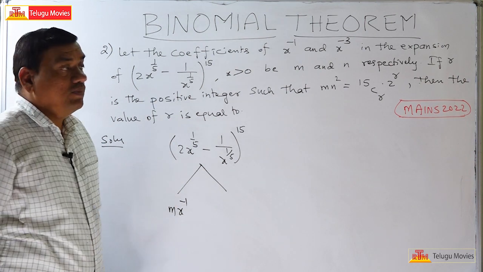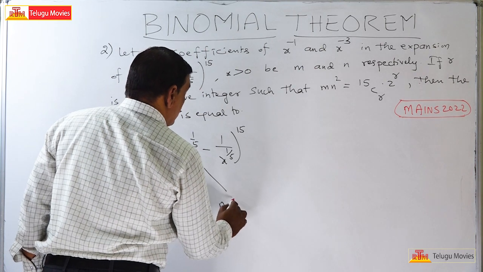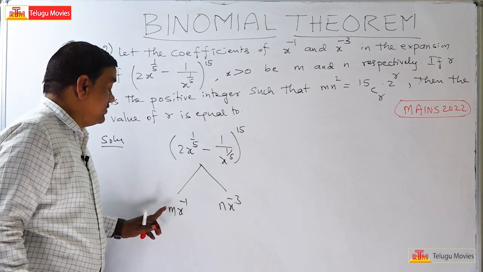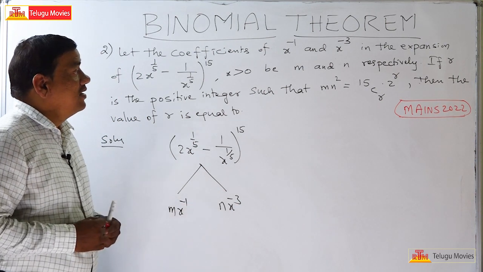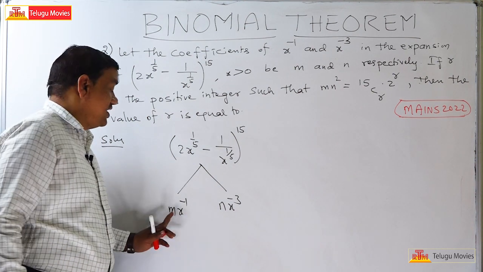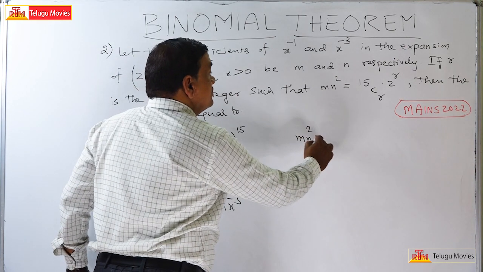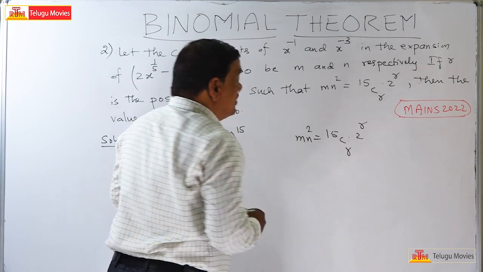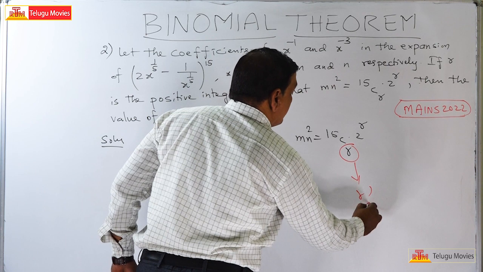And the coefficient of x to the power of minus 3 is n, that is n into x to the power of minus 3. That means the coefficient of x to the power of minus 1 is m, and the coefficient of x to the power of minus 3 is n. It is given that there is a relation between m and n: m n square is equal to 15 C r into 2 to the power of r. Then we are asked to find the value of r.